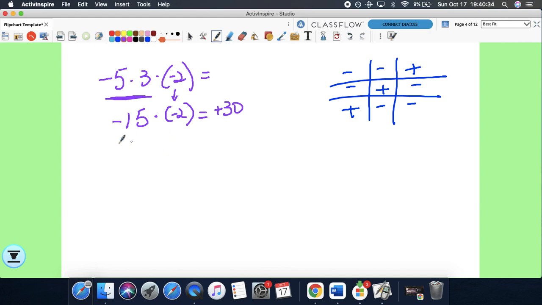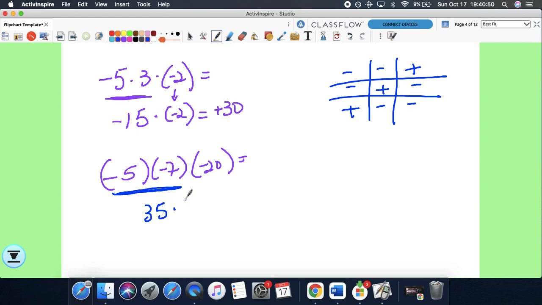Sorry, my apologies. Next one's negative 5 times negative 7 times negative 20. So be more careful than I was. A negative times a negative here is positive. 5 times 7 is 35. Times negative 20: it's a positive times a negative, which is a negative, and 35 times 20 is 700. Negative 700.